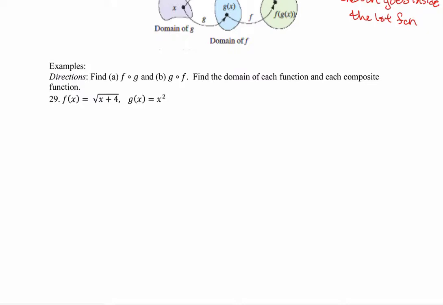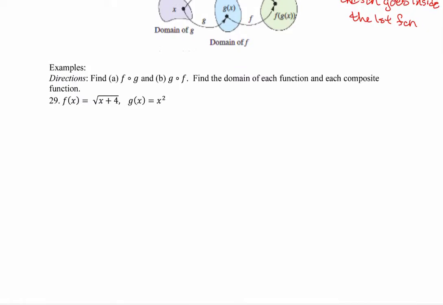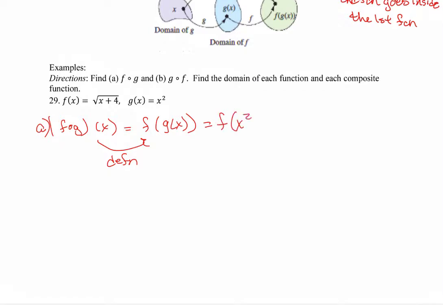All right? So for part A, we're going to find f of g of x. And all we're going to play is a substitution game. So that means f of g of x by definition. So from here to here is the definition. And then g of x is x squared. So this is f of x squared. So that means that it's the square root of x squared plus 4. And that's all we can do with it.